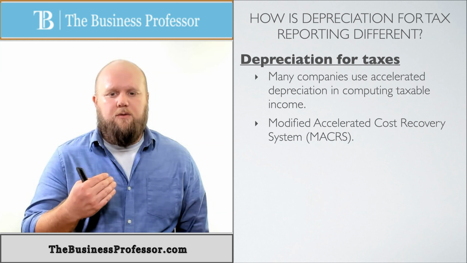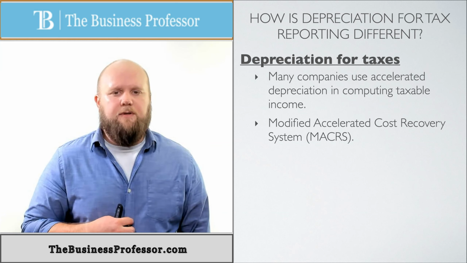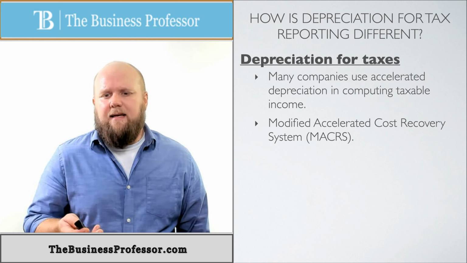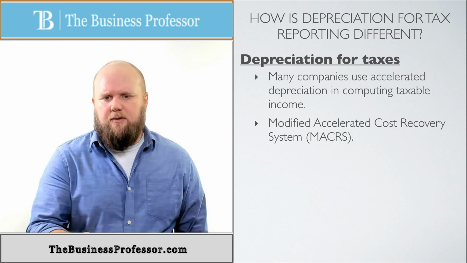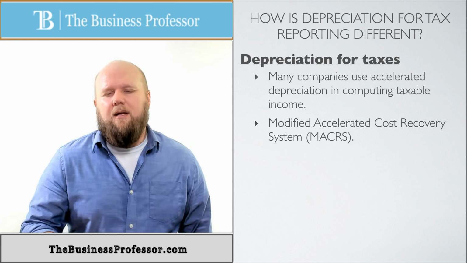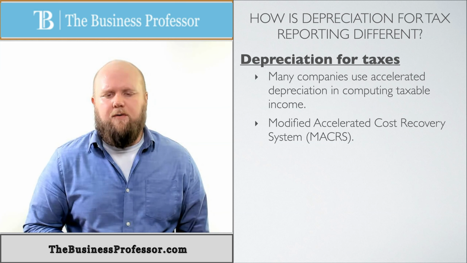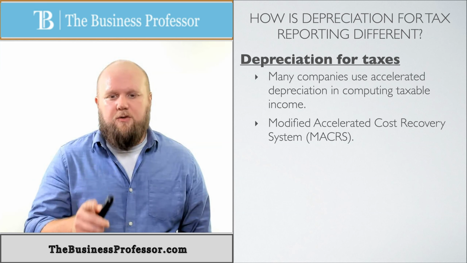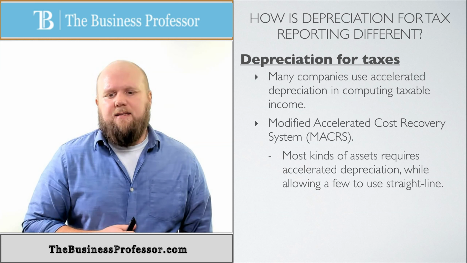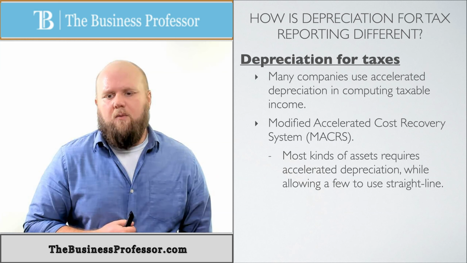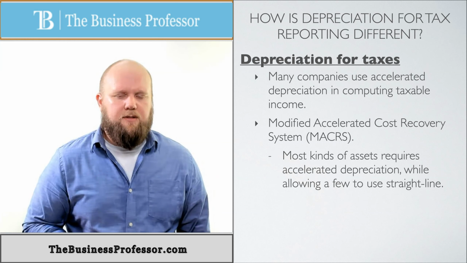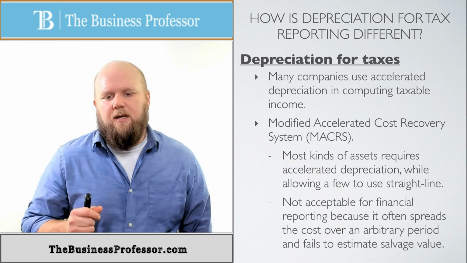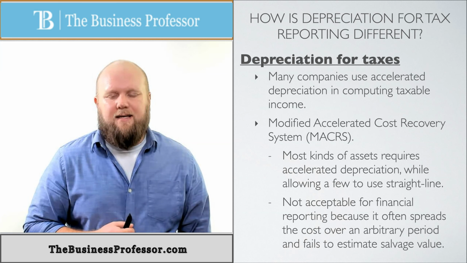But for taxes, we use what's called the Modified Accelerated Cost Recovery System, or MACRS. What that does is it gives us a very easy ability to calculate how much we're going to depreciate, and therefore how much we're going to have to pay in taxes, taking it out of our net income. But there's a big thing about MACRS that's a huge benefit to us. Most kinds of assets require accelerated depreciation, while allowing a few to use straight line. We're going to use this for tax reporting purposes, but it's not acceptable for financial reporting purposes because it often spreads the cost over an arbitrary period and fails to estimate the salvage value.